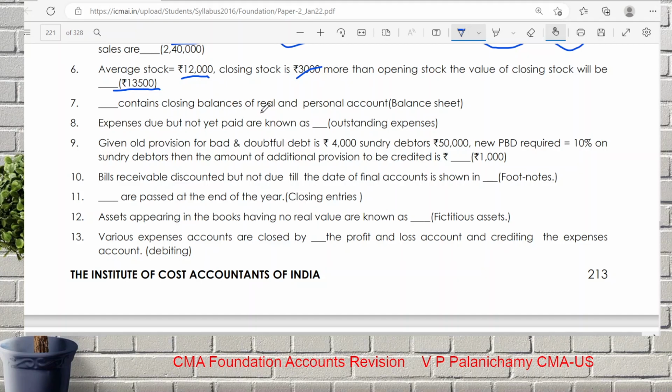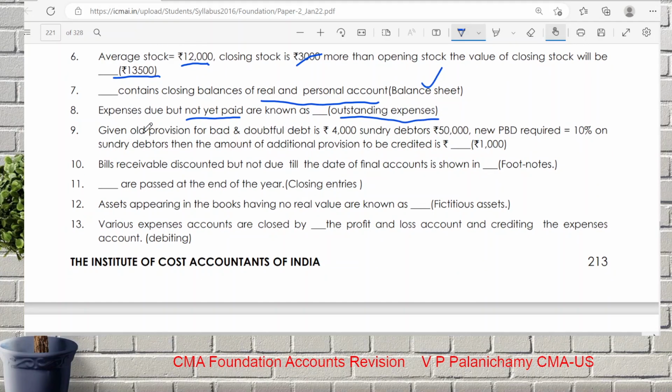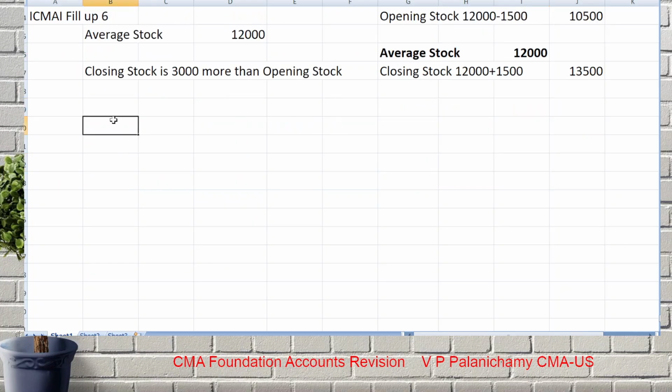Dash contains closing balance of real and personal accounts. Which one? Balance sheet. Expenses due but yet to be paid, yet to be paid is known as which one? Outstanding expenses. Then old provision for bad debts is 4,000, debtors 50,000. Provision required is 10% on the debtors balance. Pay attention.